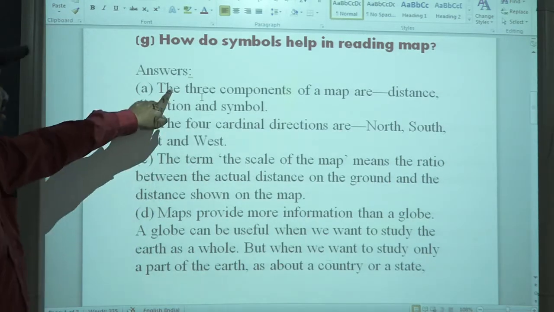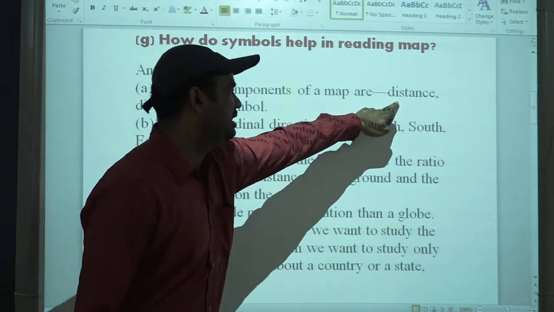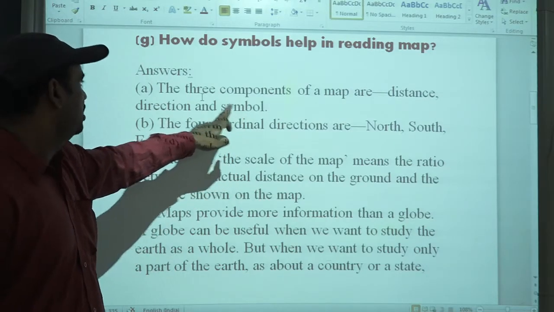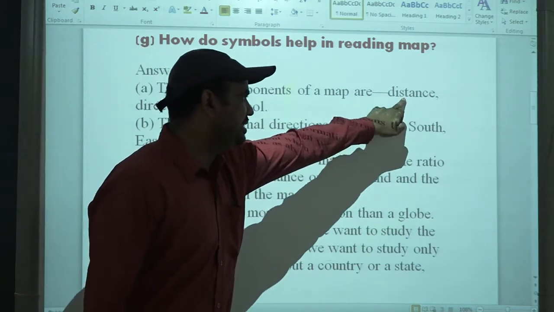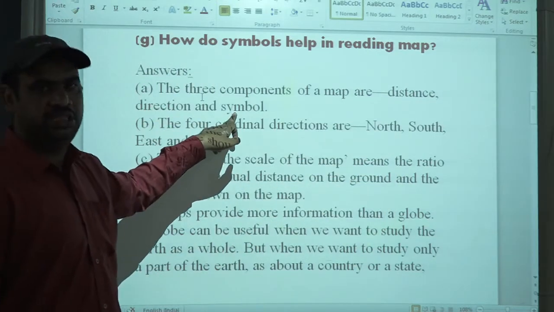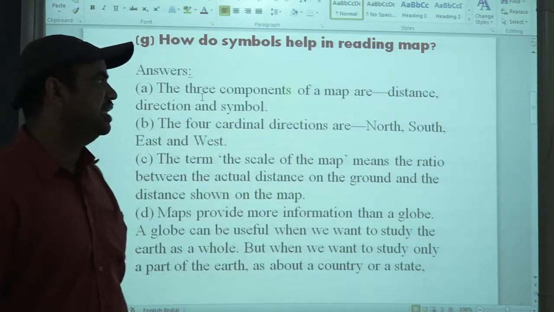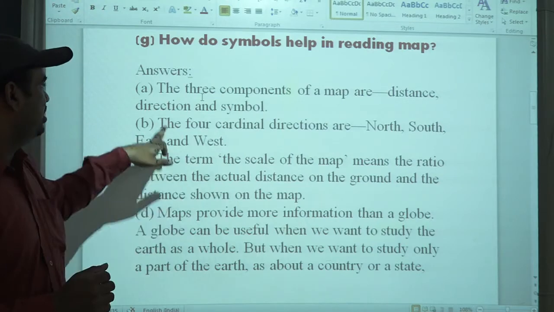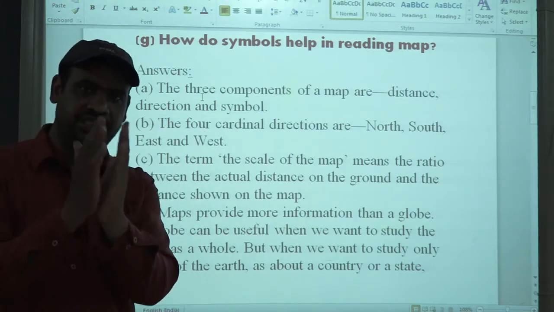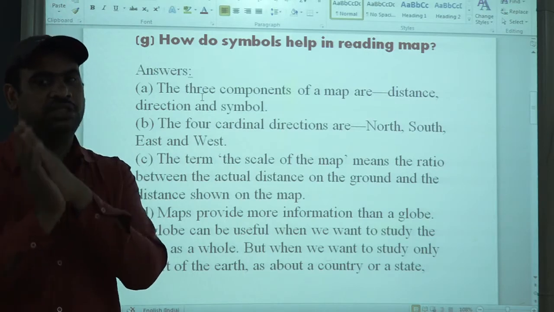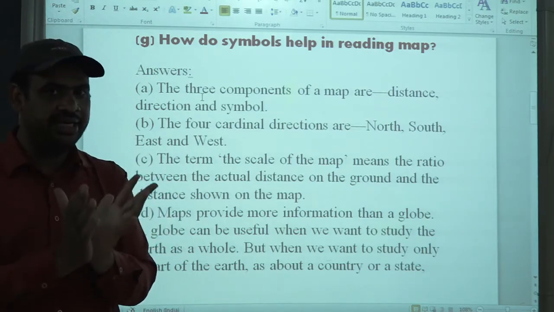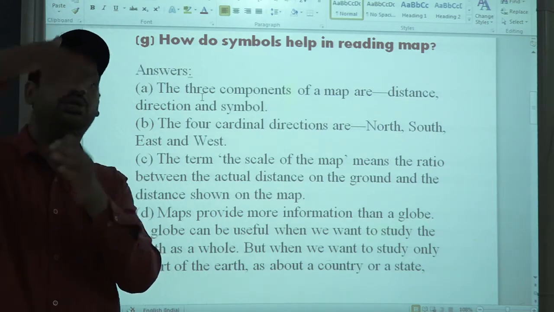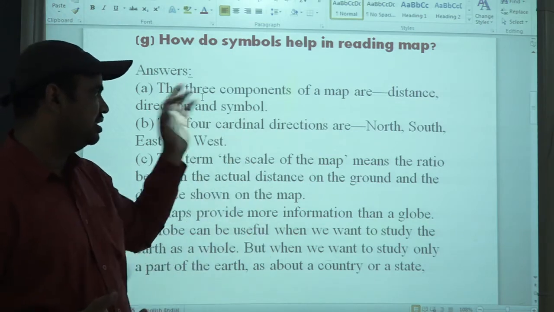The answer is, the 3 components of a map are distance, directions and symbol. I am repeating, the 3 components of a map are distance, direction and symbol. Distance, we can say large scale and small scale, we have discussed. And then we have discussed direction. There are 4 main directions and sub directions: north, east, west, south. These are the main directions, cardinal directions. And then sub directions are the directions which are between 2 main directions.